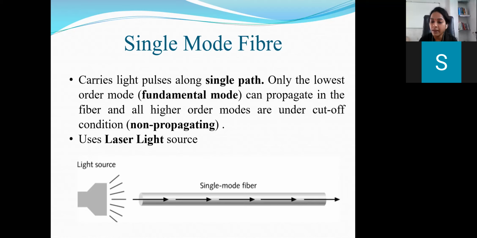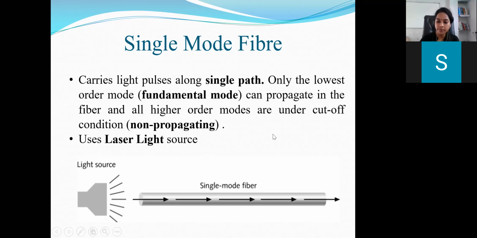To propagate the light, or to enter the light in this type of fiber, what we use as the source is a laser light source. How is laser light? It is collimated. It is collimated in a straight line. So for laser light, single mode fiber transmission is possible. It propagates properly if we use the laser light source for this type of fiber.